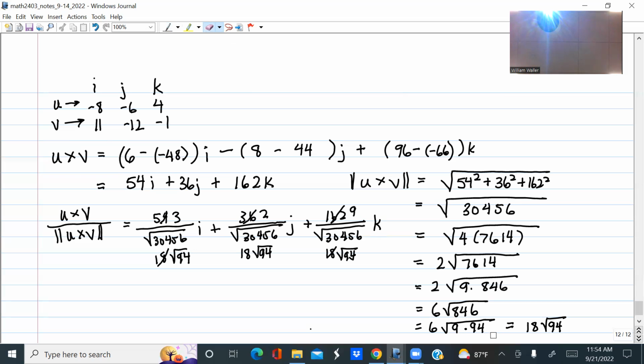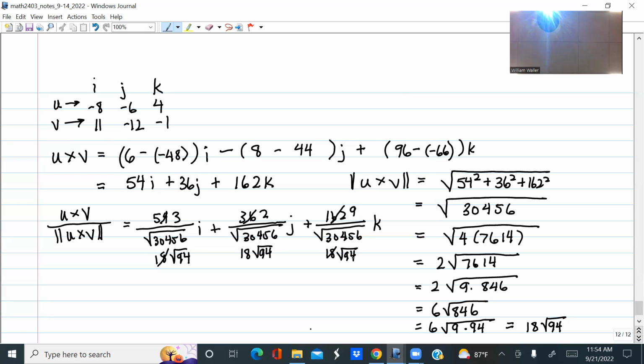I'm not sure that's necessary. It wouldn't be necessary for a test for sure, but I don't know what WebAssign's expectations are again for simplifying these coefficients. All right, Fatin.